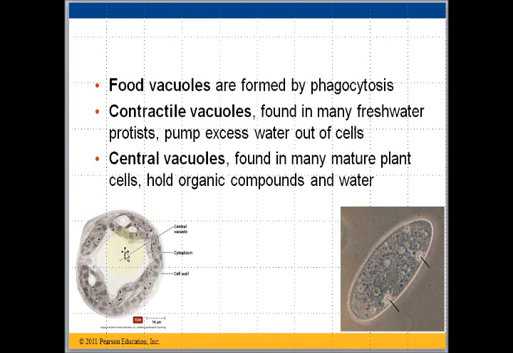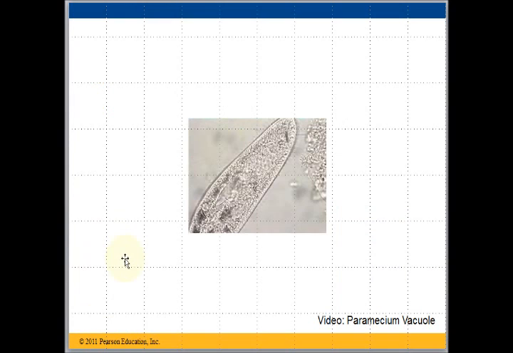So that central vacuole tends to hold quite a bit of water. You'll notice if you don't water your plants for a long time, they start to wilt and go limp, and they start to wilt to one side. That's because the central vacuole loses water and the cell becomes less rigid and starts to collapse.